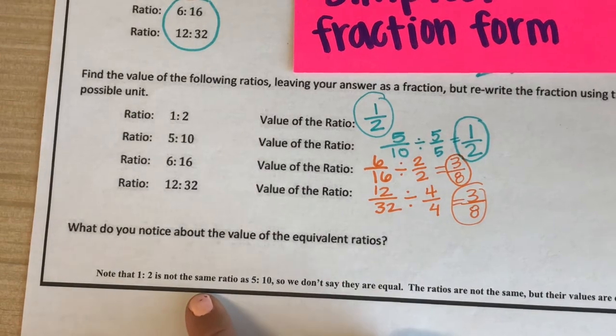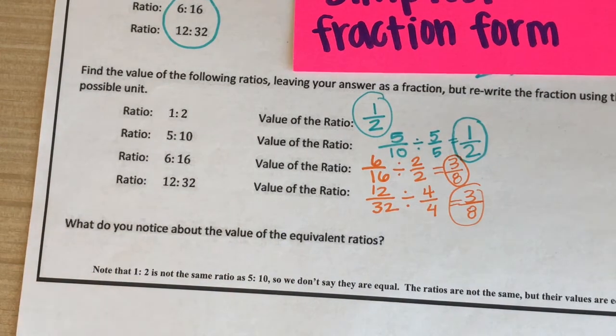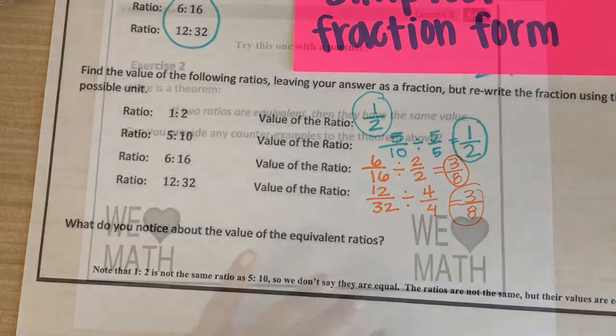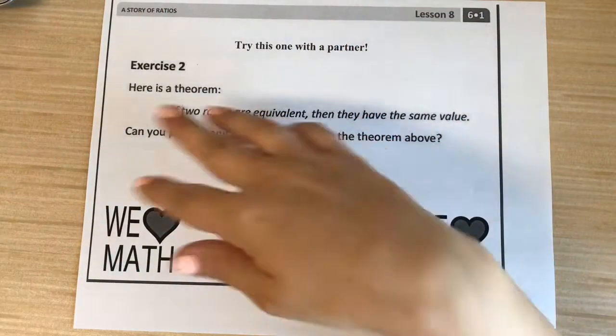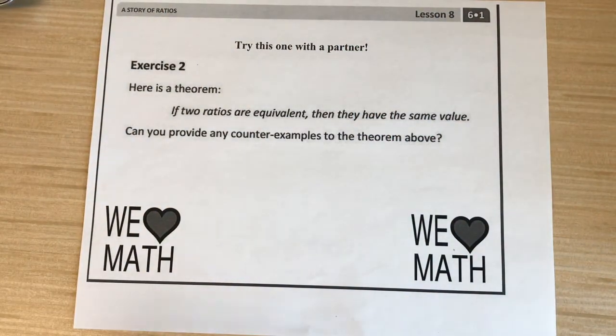A note on the bottom that's important to notice, 1 to 2 is not the same ratio as 5 to 10. So we don't say they are equal. The ratios are not the same, but their values are equal. Example 2, we will try this together. Here is a theorem. If two ratios are equivalent, then they have the same value.